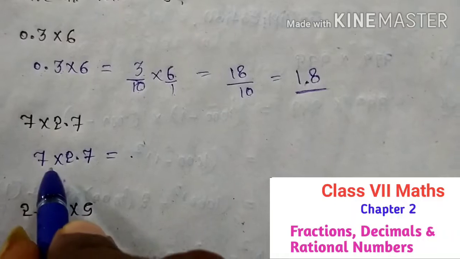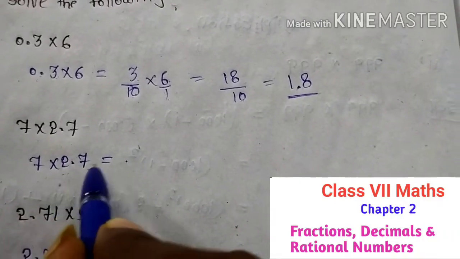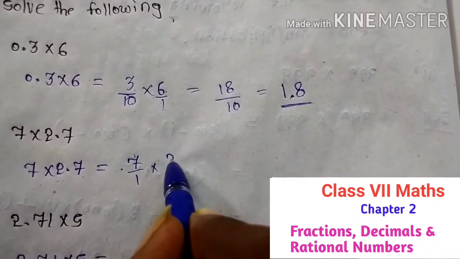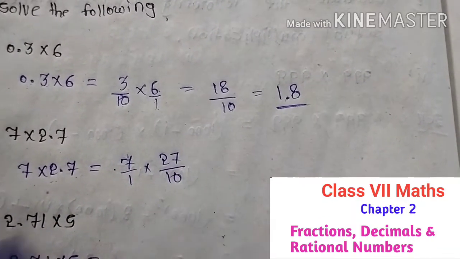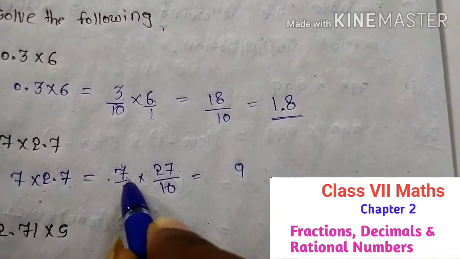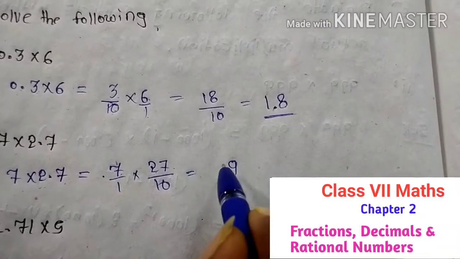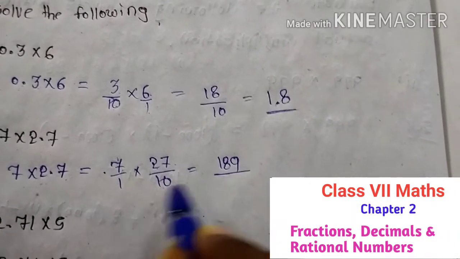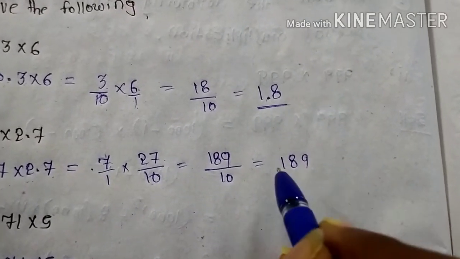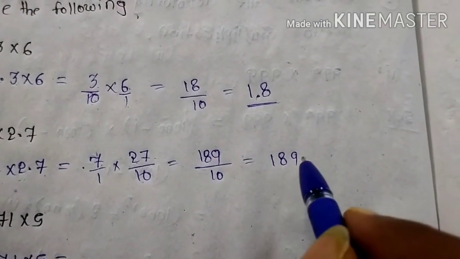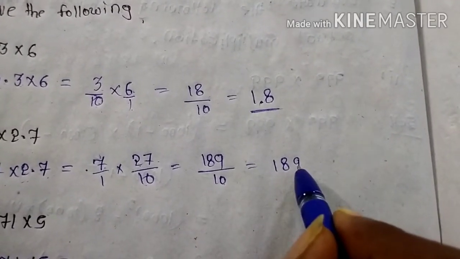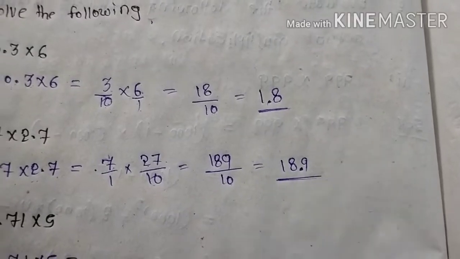See here one more problem. 7 into 2.7. 7 into 2.7 means you can write 7 by 1, into 2.7 means you can write 27 by 10. Next you can see multiply. 7 sevens are how much? 49. 7 twos are how much? 14. 14 plus 4 how much? 18. 189 by 10 means you can write here 189. From right side you can keep the decimal point after one digit. Why? Because you have 10 as denominator. So you can see after 9, 18.9 is your answer.